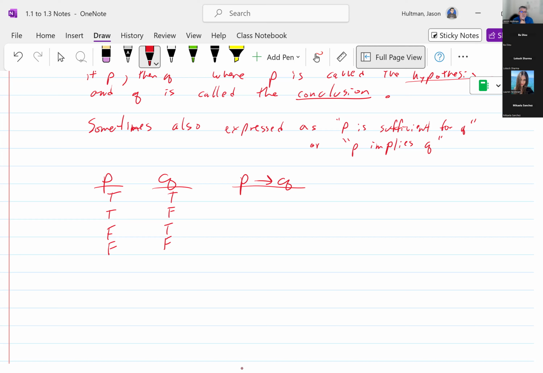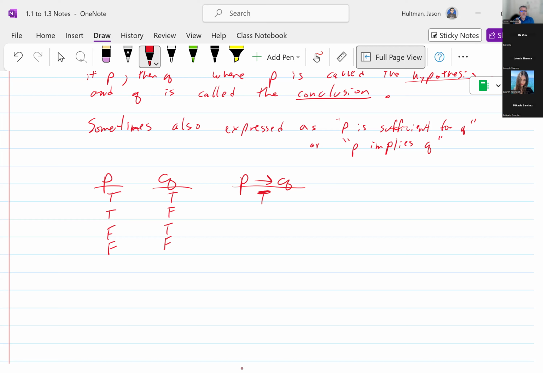So if P is true, then Q is true. Is that a true statement? If P is true, then Q is true. That would be true, right? If P is true and Q is true, then P implies Q. So true. Does P imply Q? If P, then Q.